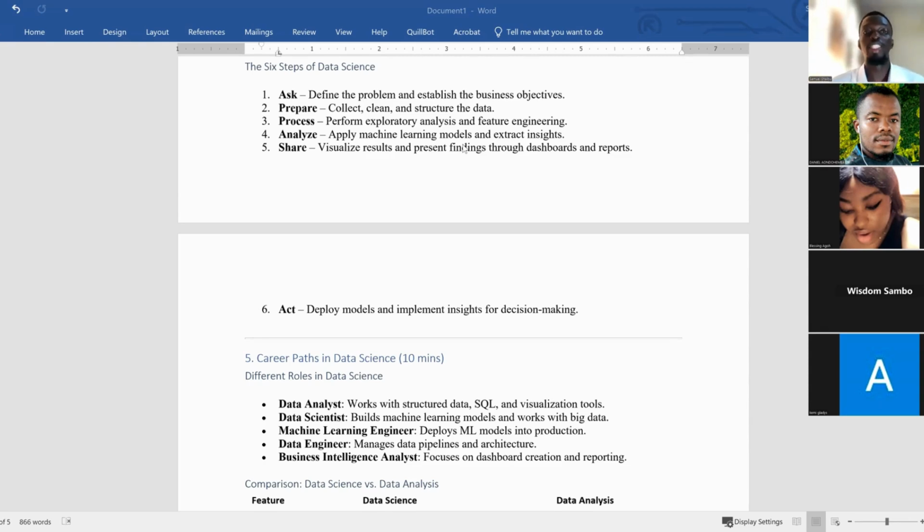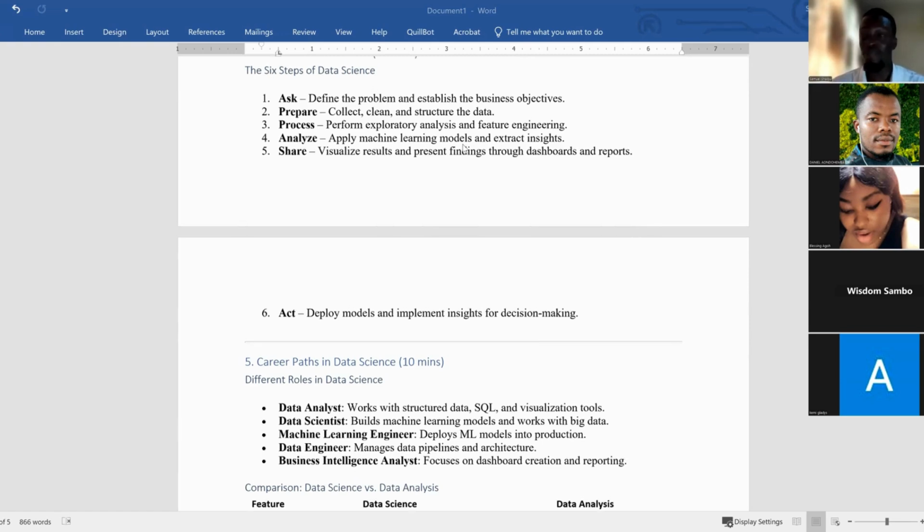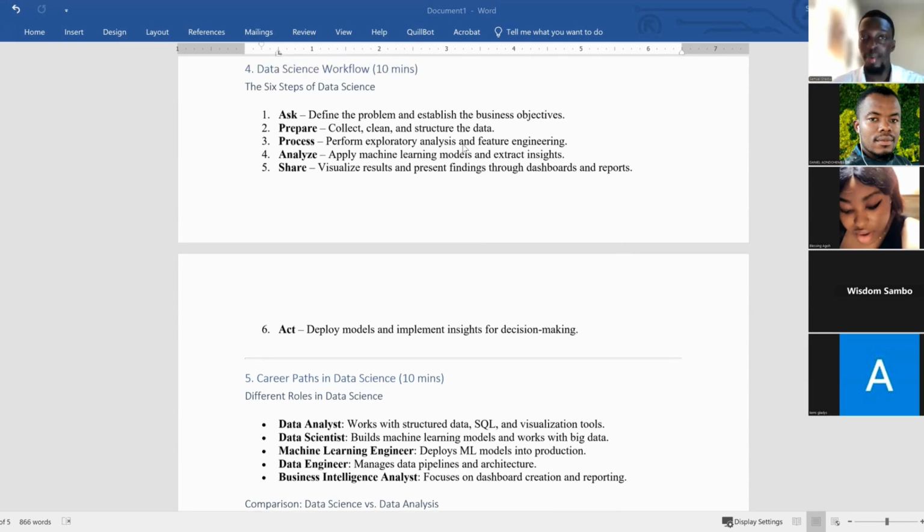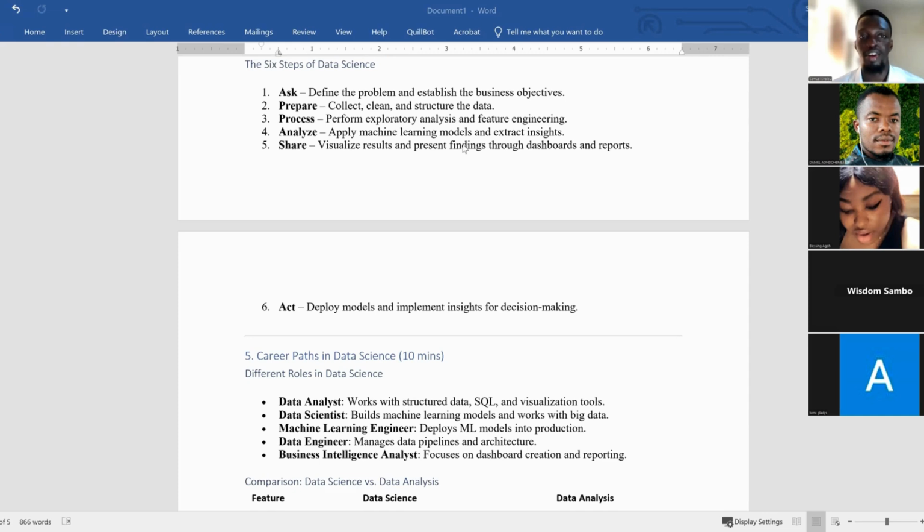This is a very important part. I've mentioned this already, but I want to reiterate the 6 steps of data science. First is ask questions. Then you prepare: you collect your data, you clean your data, you structure the data.